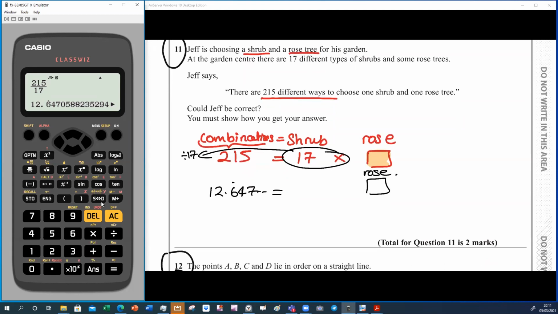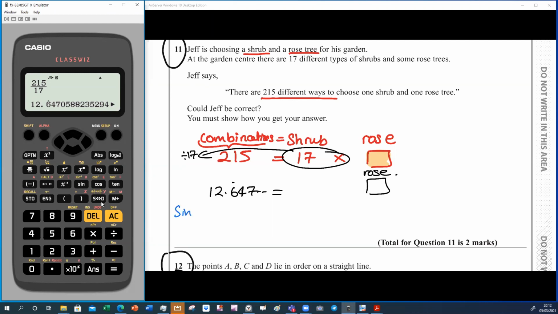So now the thing is, could Jeff be correct? So let's finish that question of Abu Bakr. So Abu Bakr, is Jeff correct? At the moment, we're getting 12.647 different types of rose trees. Is that real? Jeff can't be correct because you can't have 12.647 of a rose tree. So we can't have a non-integer value. The number of different types of rose trees must be an integer value.